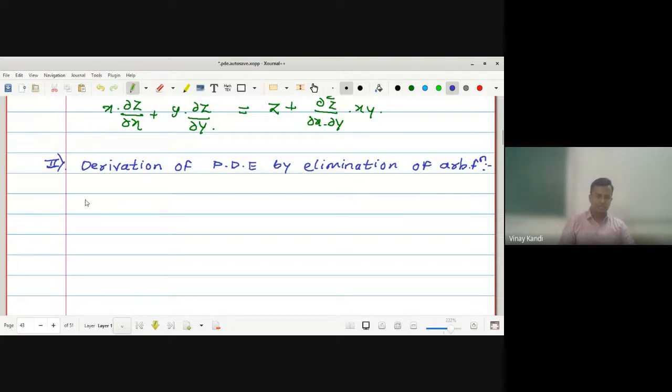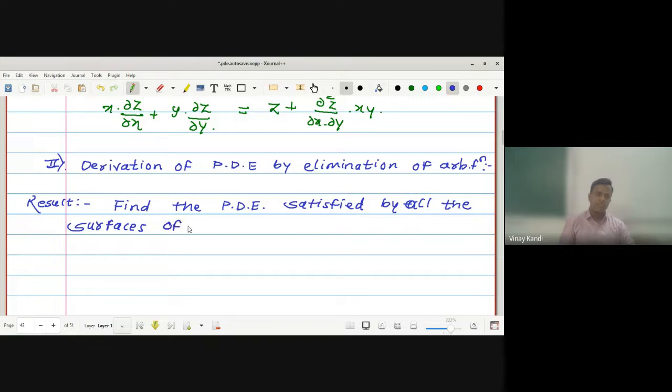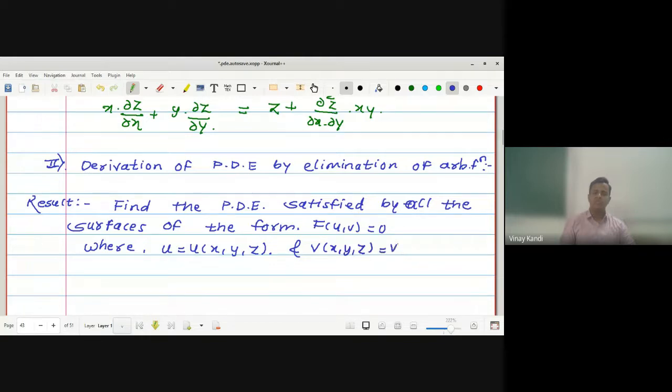Result. Find the partial differential equation satisfied by all the surfaces of the form f of u, v equal to 0, where u is a function of x, y, z and v is a function of x, y, z, and f is an arbitrary function of u and v.